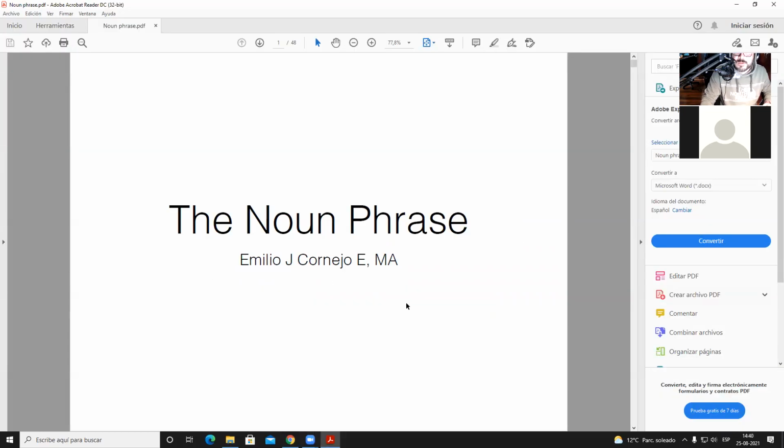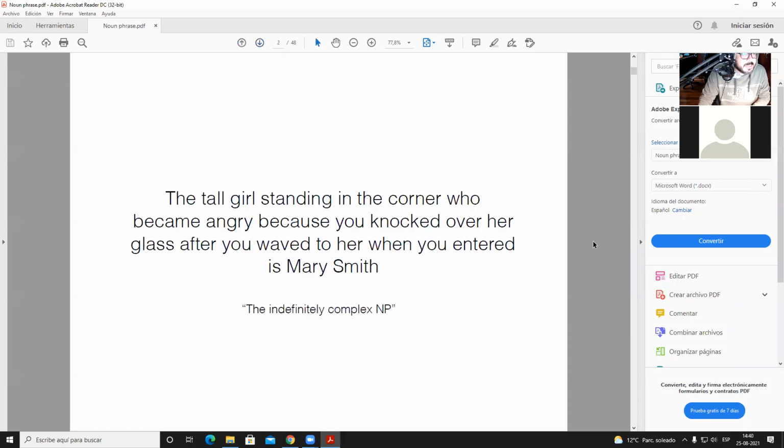The noun phrase. So today we're going to begin with this. This is the very first unit of the second course. And what we have to do is try to go deep into this in a deeper manner than the previous term. Okay, so the very first thing we're going to do is read this.